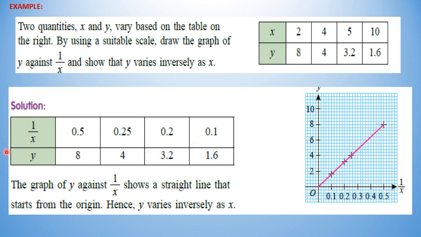After you get a new table, you can start to draw the graph. You have to use the scale given in the question. They use 1 cm to 0.1 on the x-axis and 1 cm to 2 on the y-axis. After that you will get a straight line.